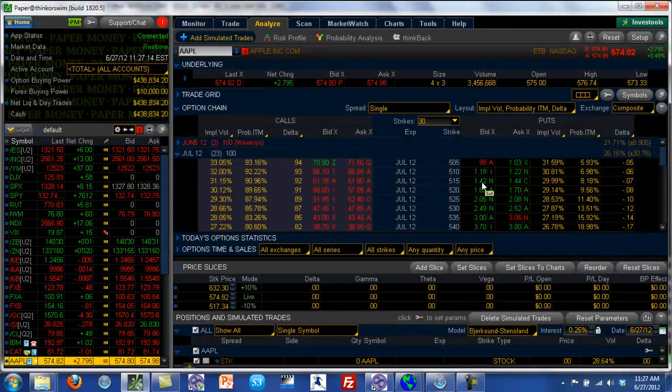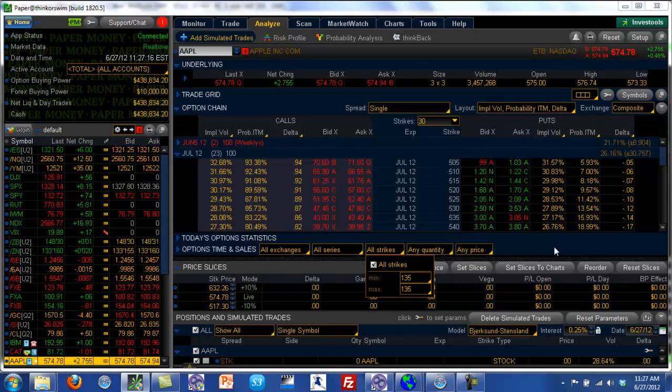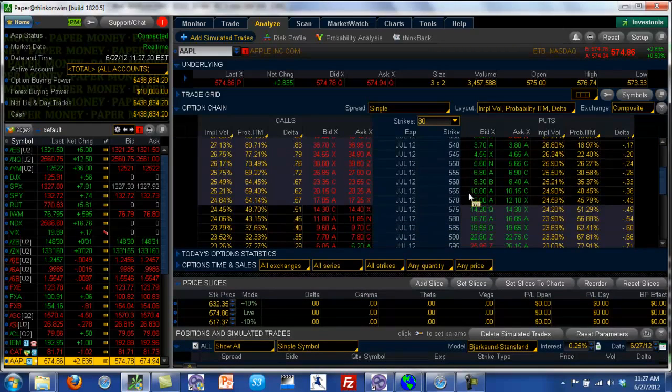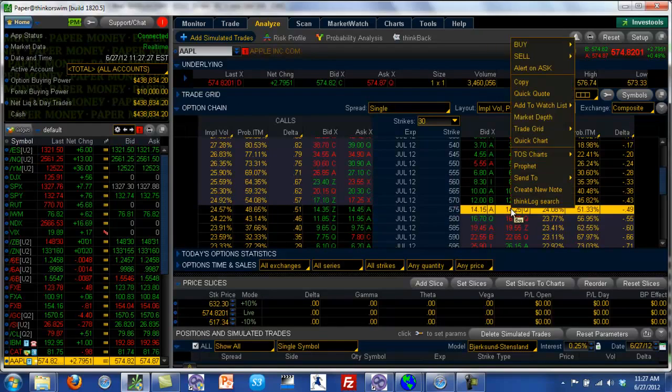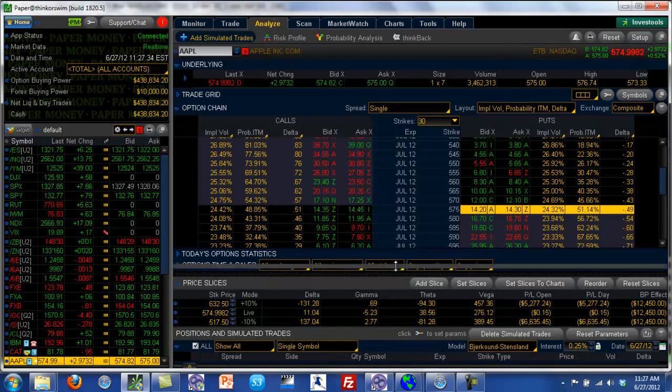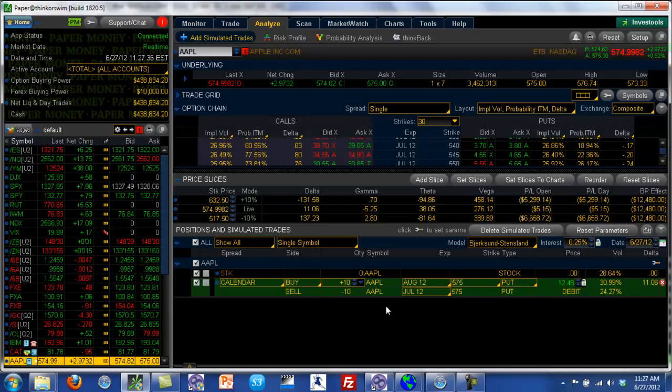So what we can do here is we are going to buy a calendar, and usually a calendar is done at the money. So if Apple is at 575, the at the money option is going to be the 575. We are going to buy a calendar. Now that we've put that on, let's see what the trade looks like. So we are selling 10 contracts of the July, and we are buying the same 10 contracts of the August.